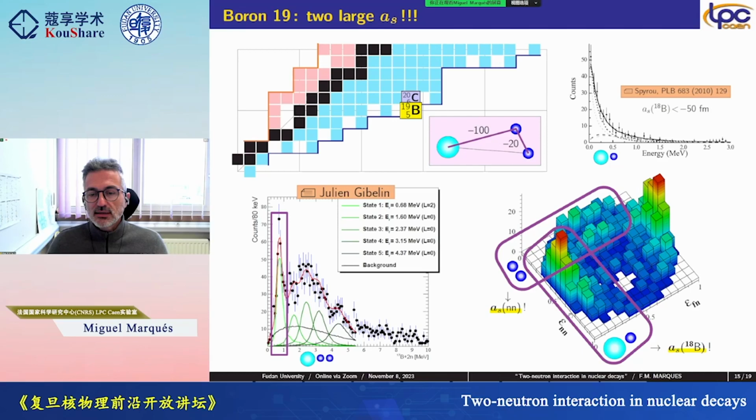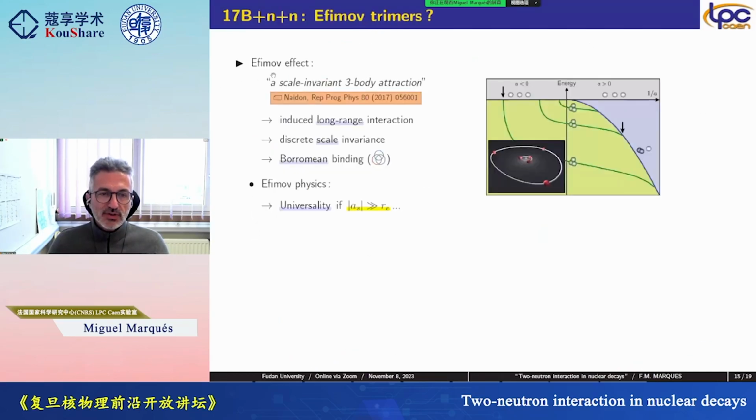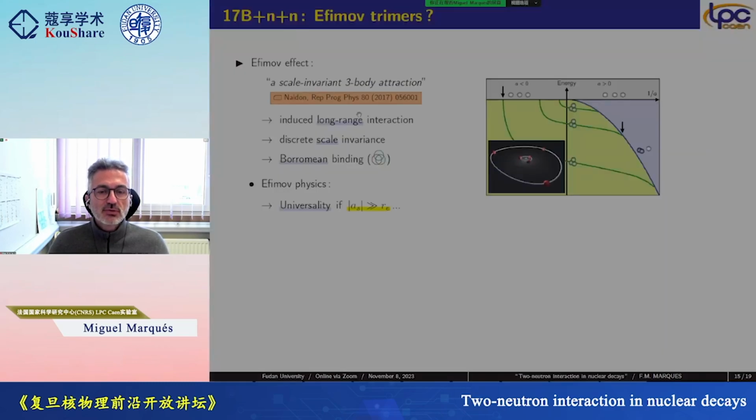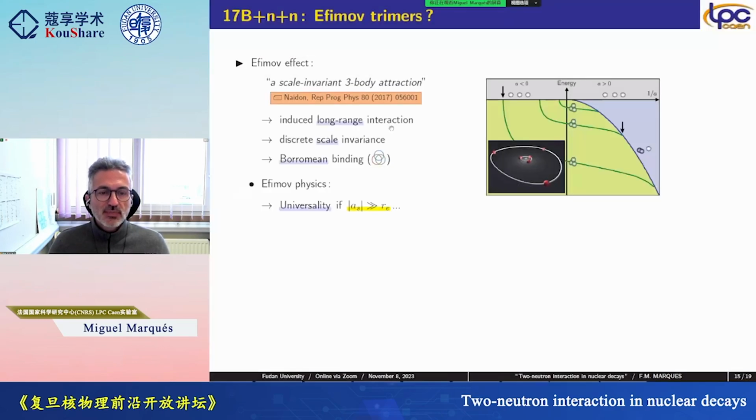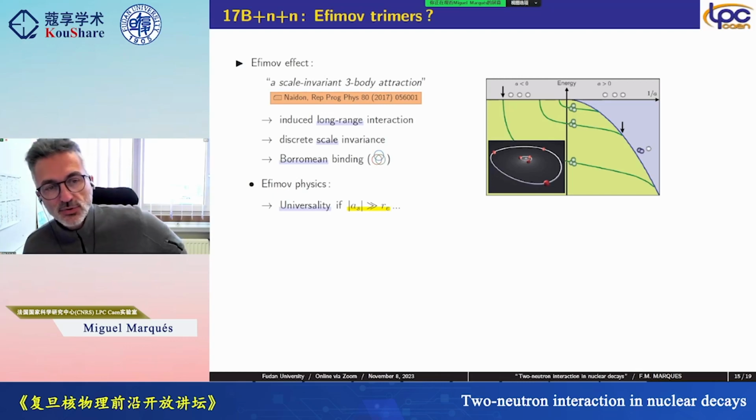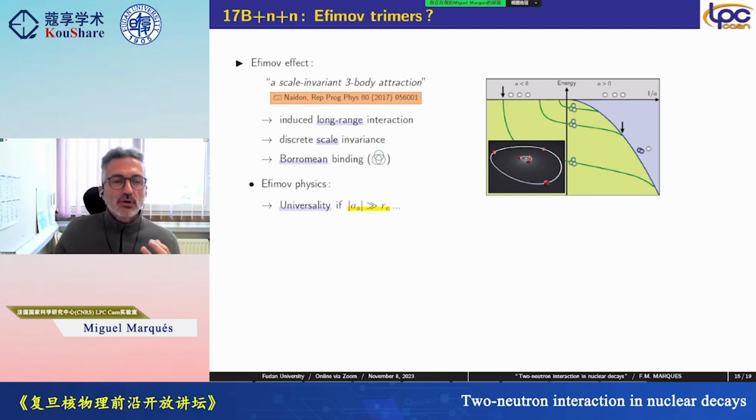We can ask ourselves the possibility of having Efimov trimers. So the Efimov effect, this is a very good review paper, is a scale invariant three-body attraction. So if you have three particles, you need them to be almost bound. So you need very strong S-wave attraction between the particles, and this is the case here.